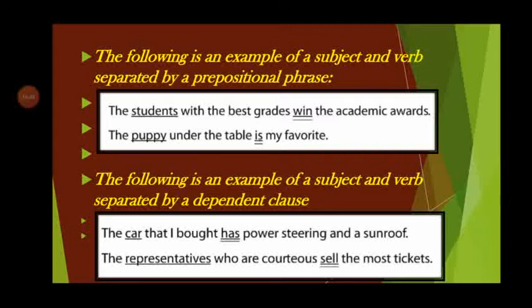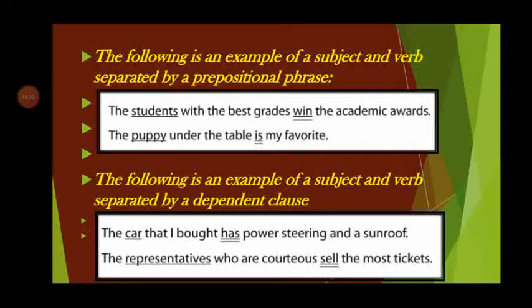The following is an example of a subject and verb separated by a prepositional phrase. The students with best grades win the academic awards. With the best grades is the prepositional phrase that is added with the subject. But if we raise a question to this sentence, which or what is the subject of the sentence, the answer is given as the students with the best grades is considered to be the subject.